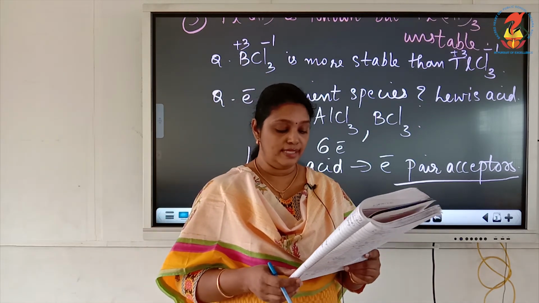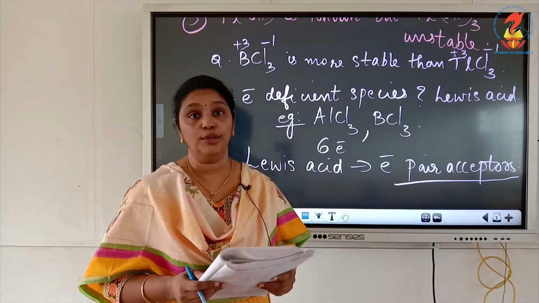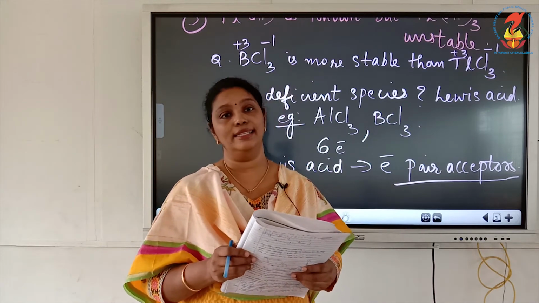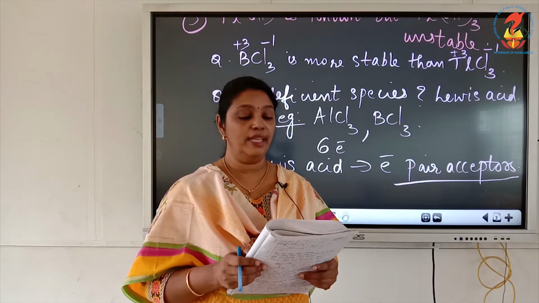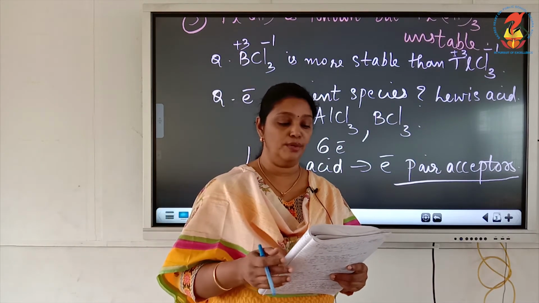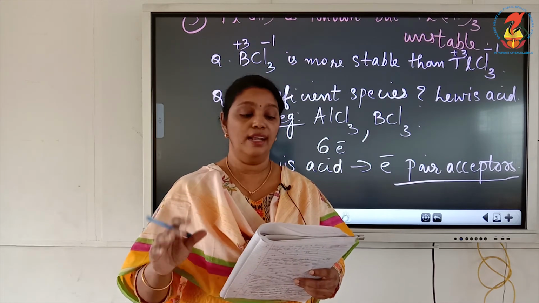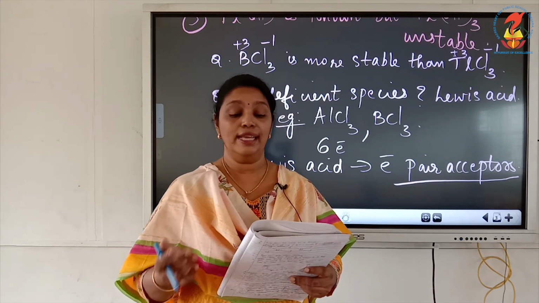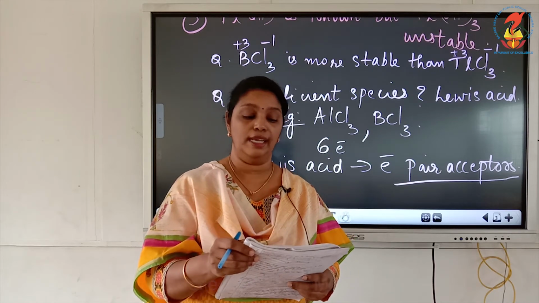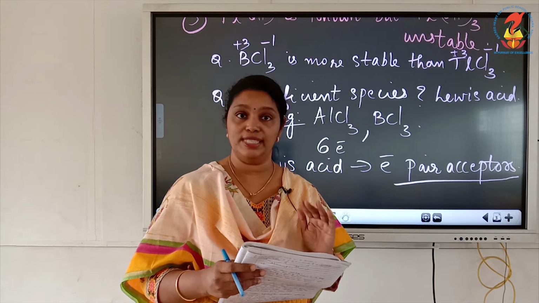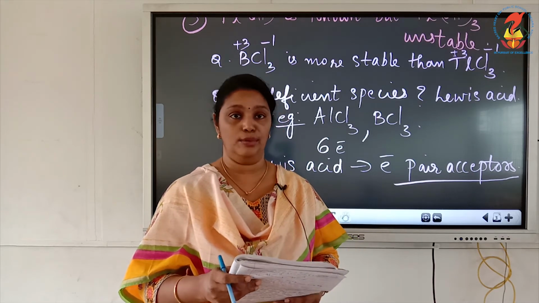Now, the next question is, down the group, the tendency to behave as a Lewis acid decreases. Why? The answer is, down the group, the size of the atom increases. So, the larger the size of the atom, the less is the tendency to accept electrons. So, the tendency to behave as a Lewis acid decreases down the group.